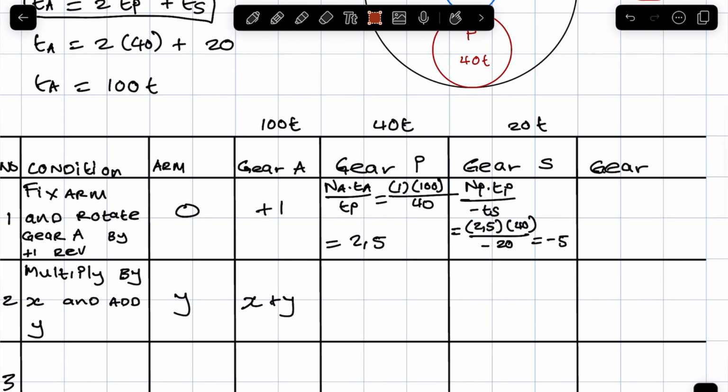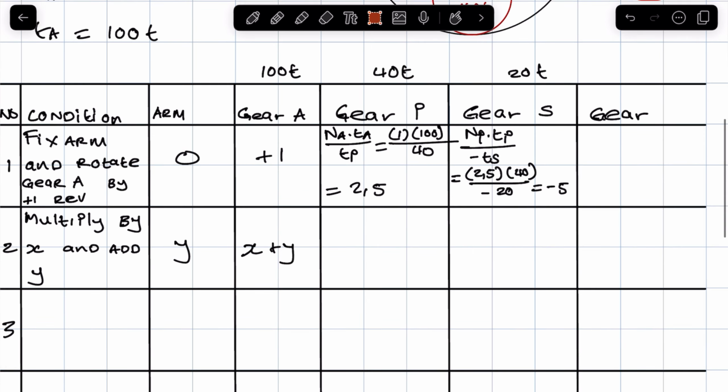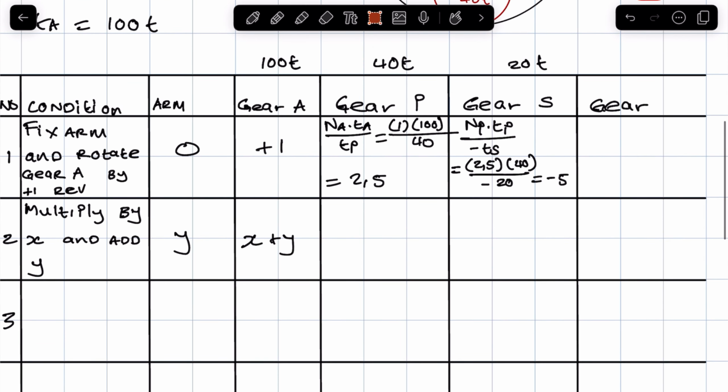So our first condition is complete, and the first condition is probably the most important one, so you must always make sure that you get the first condition correctly, right? Now second condition, you multiply the first condition by x and you add y. So 0 times x is 0, then you add y. X times 1 is x, then you add y. So 2,5 times x is 2,5x, then you add y. Minus 5 times x is minus 5x, then you add y. Second condition complete as well.